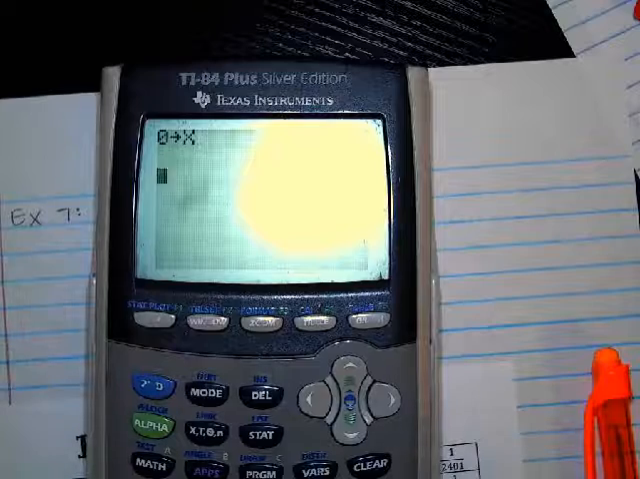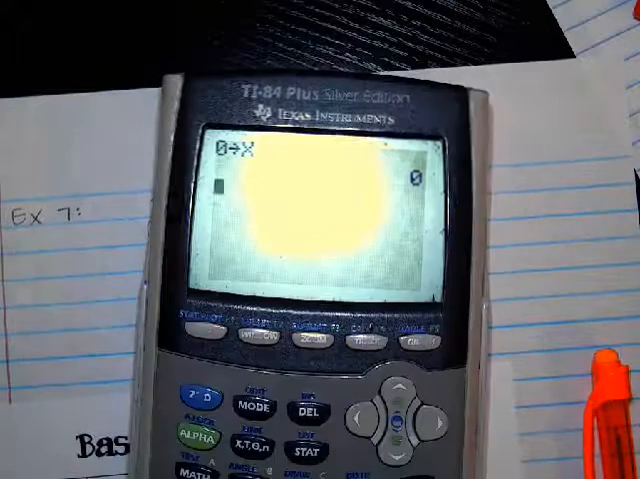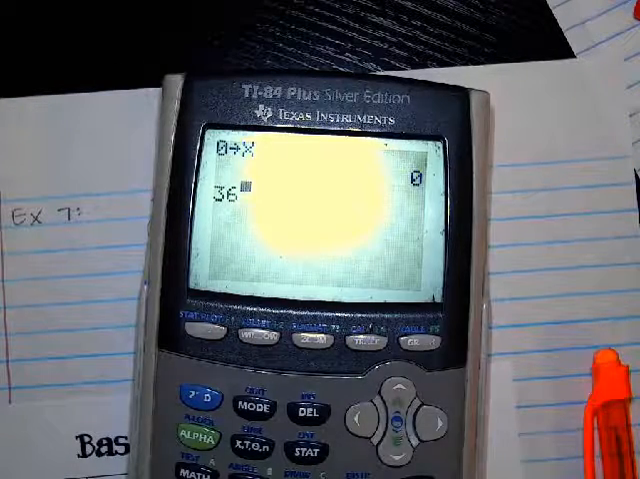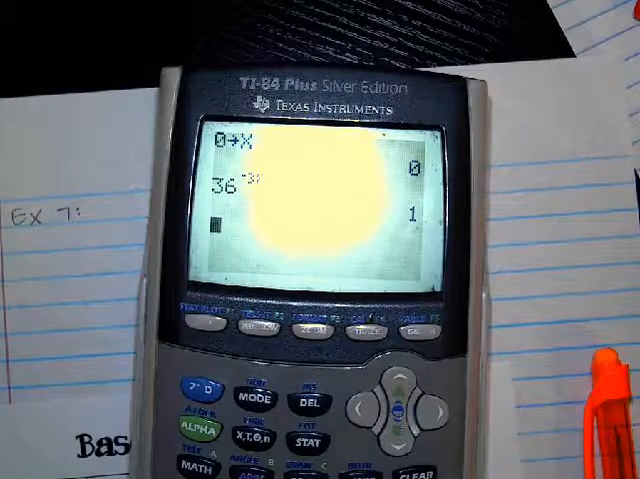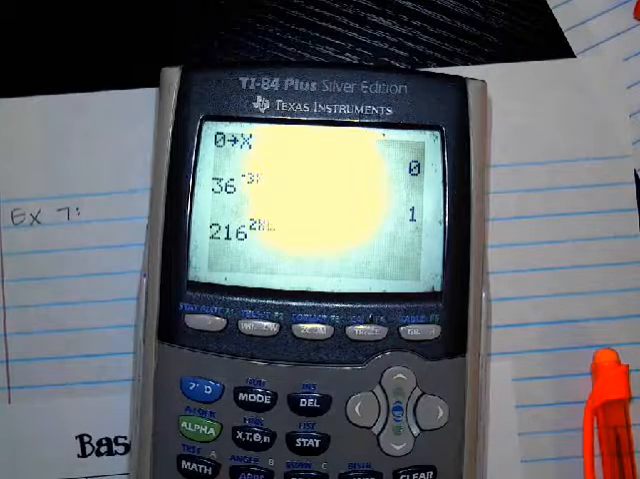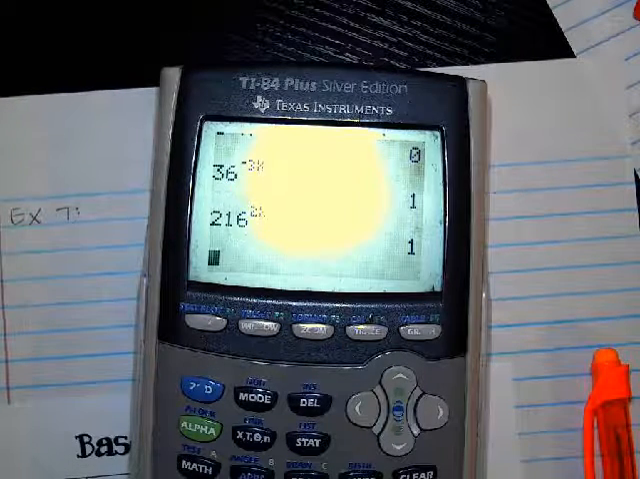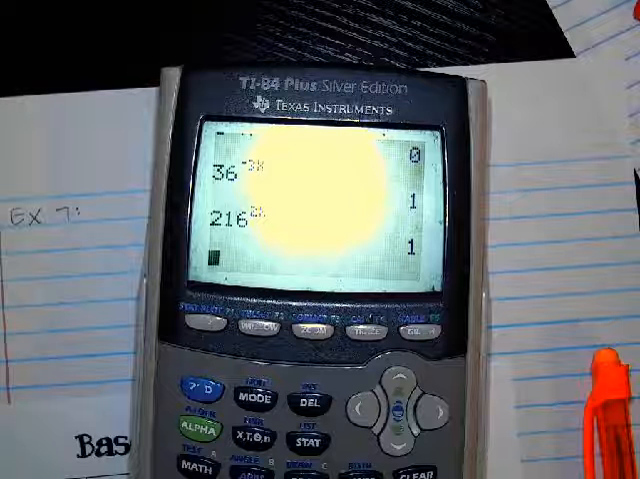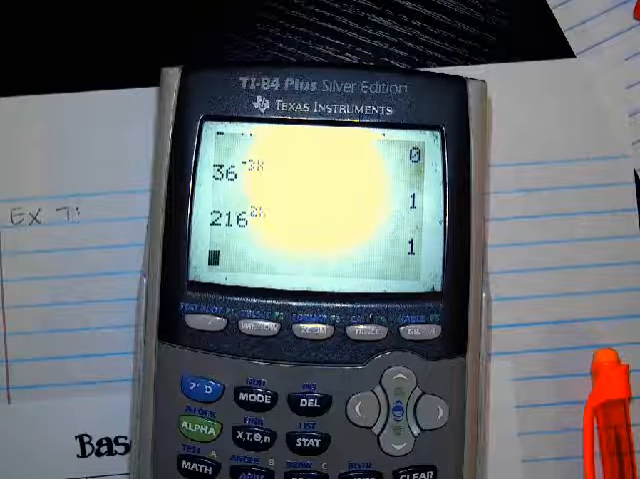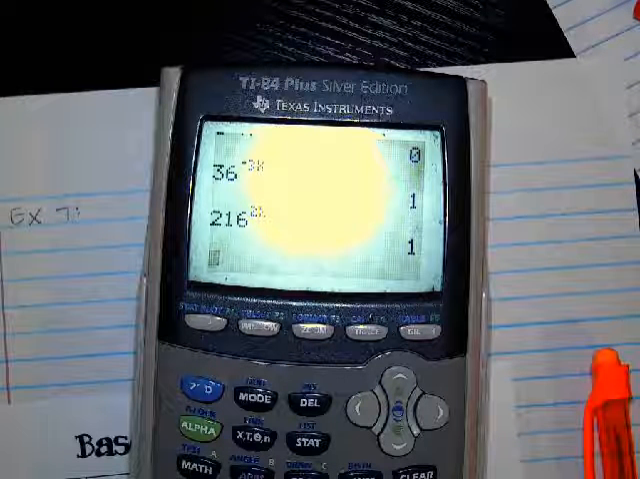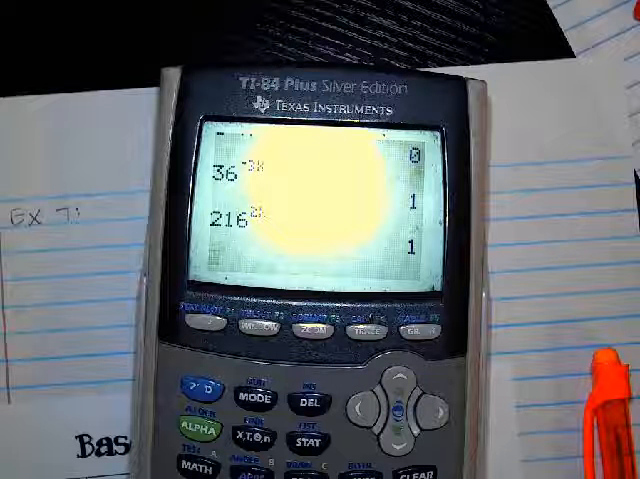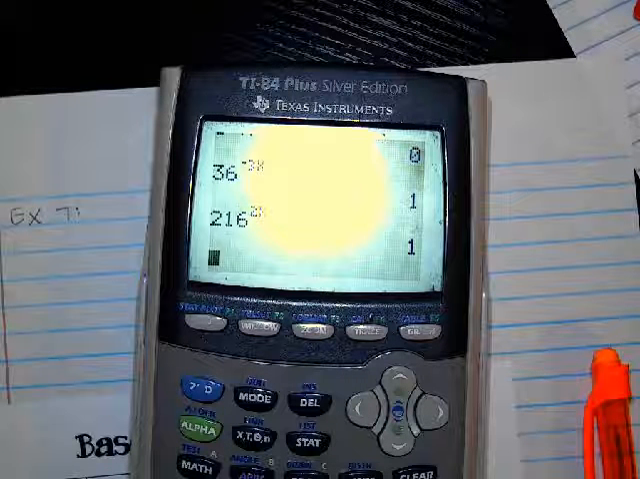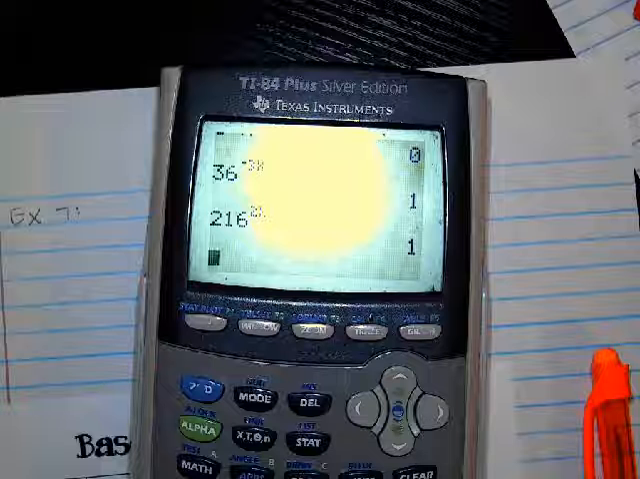Okay, and so now I'm going to type in 36 to the negative 3x and 216 to the 2x, and I'm just going to make sure that the left side and the right side of the equation both have the same output. So the left side of the equation outputs 1, the right side of the equation outputs 1, and since they have the same output, they're equivalent, which means I did a good job. Make sense? Okay.